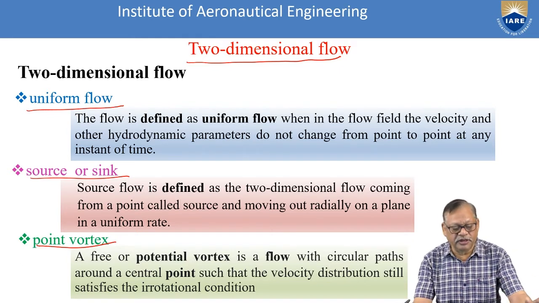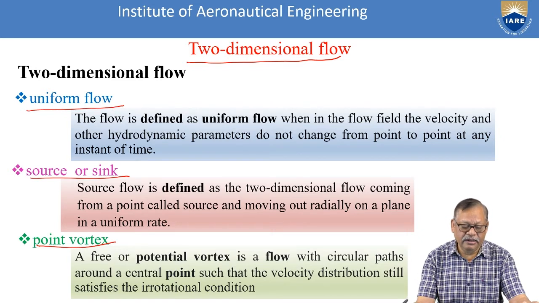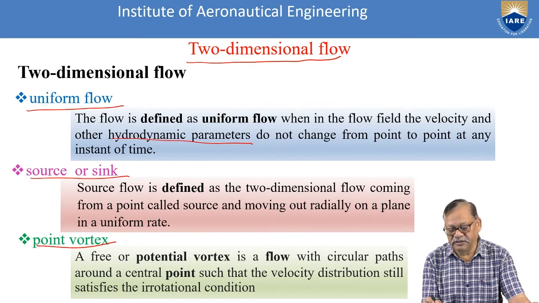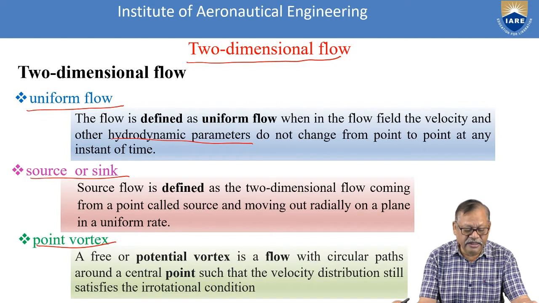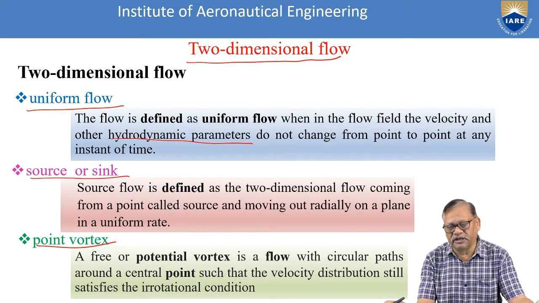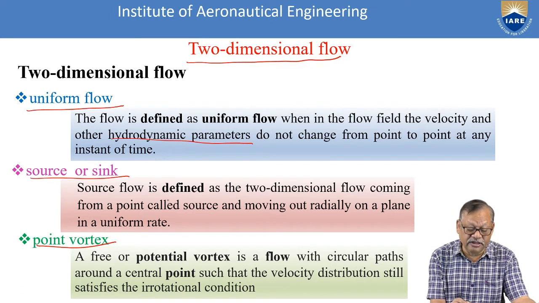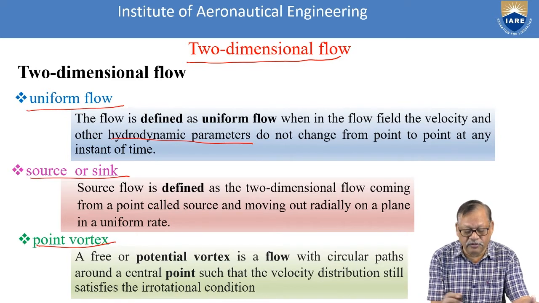I've given some definitions of it. When we call it the uniform flow, the flow is defined as a uniform flow when the flow field, the velocity, and the other hydrodynamic parameters do not change. Then we can call this the uniform flow. In the same way there is the source or sink flow. Source and sink are almost the same in character, like plus and minus. When do we call it a source flow or a sink flow? Let us try to understand the definition first, then we will go to the next.